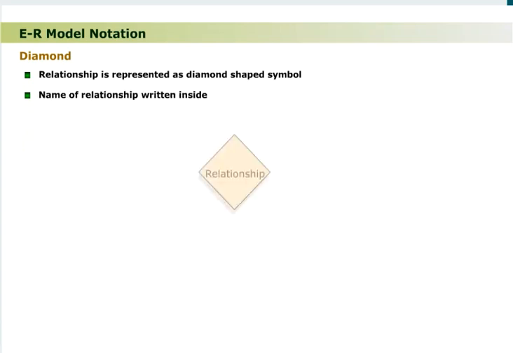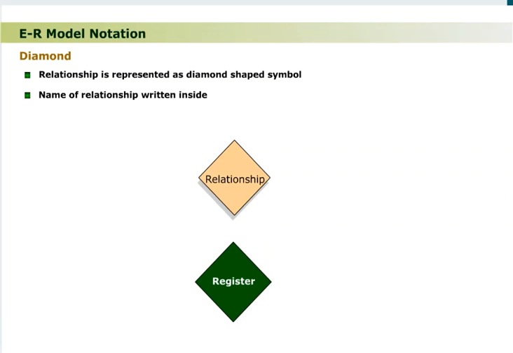Diamond. Recall once again, we learned previously that entity classes are logically connected or related with one another. This relationship is very important in database design and implementation. It is the glue that holds together various entity classes of an ER model. The relationship in an ER model is represented as a diamond-shaped symbol. The name of the relationship is written inside, as shown. For example, the relationship named register is represented as shown.